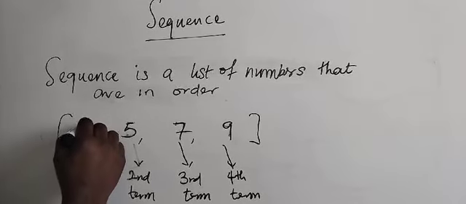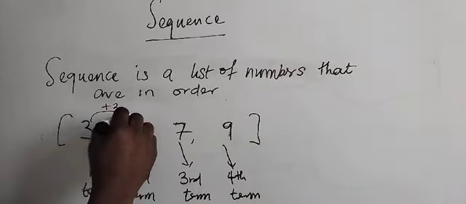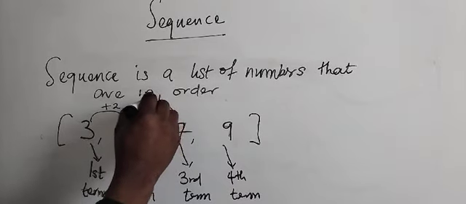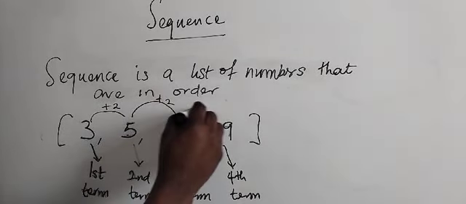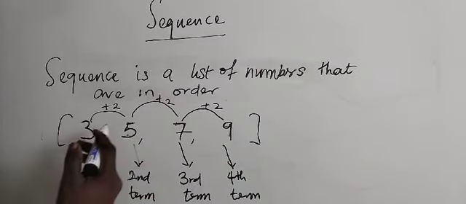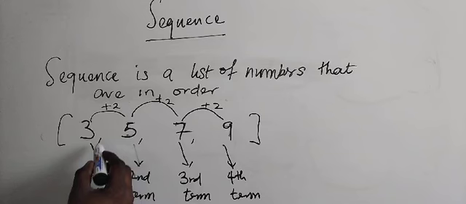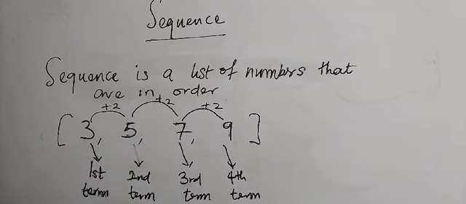As you can see, 3 add 2 gives 5, and 5 add 2 gives 7. 7 add 2 gives 9. We can see that the increment is constant. So that means this particular sequence is called a linear sequence. Why? Because it's going up by 2 every time. It's not changing. The rate at which it's going up is constant every time.